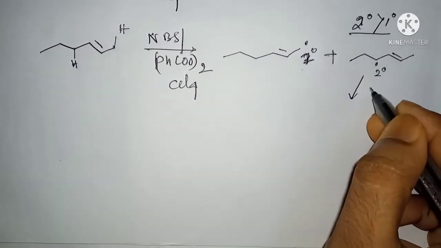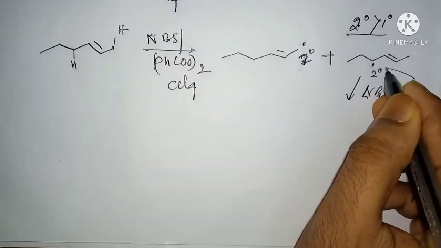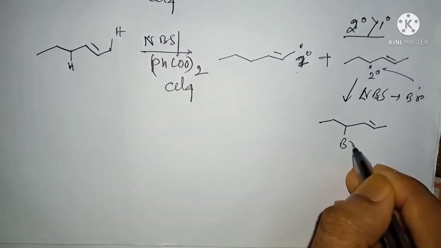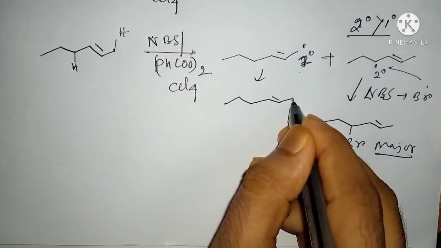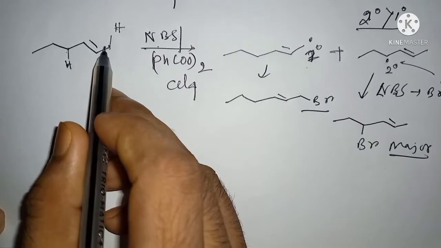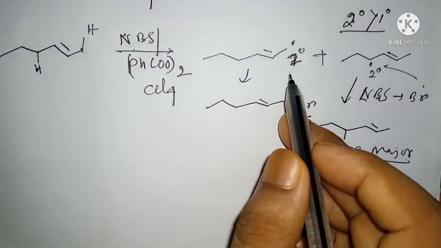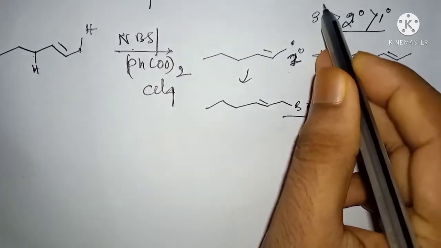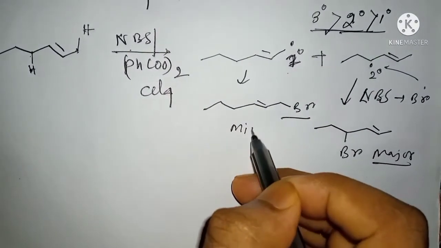Then in the presence of NBS, a Br radical forms and is added. We know this mechanism. So this is the major product, and this is the minor product. Remember this: first check the allylic position hydrogen, which is replaced by bromine, and check the stability of the radical. This is the 1 degree radical and this is the 2 degree radical. We know radical stability is 3 degree greater than 2 degree greater than 1 degree. So this 2 degree is the major product, and this is the minor product.